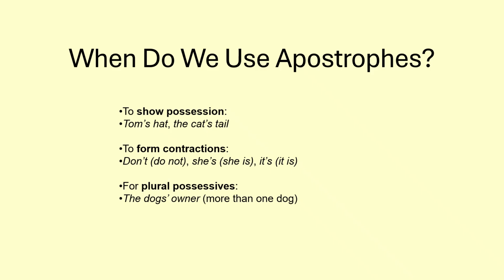When do we use apostrophes then? As we saw in the previous slide, we see apostrophes being used to show possession. In some examples here, we've got Tom's hat. So the hat belongs to Tom. And then we've got the cat's tail. So the tail belongs to the cat.